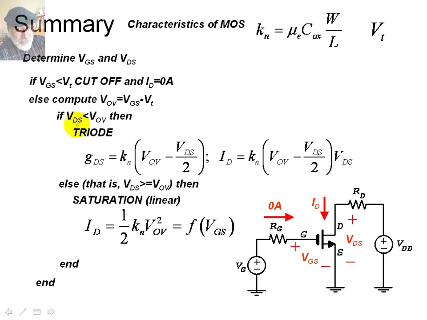Otherwise, if VDS was above the overdrive voltage, we said the MOSFET was in saturation mode, worked as an amplifier, and the drain current was 1/2 the conductance coefficient multiplied by the overdrive voltage squared. That is to say that the drain current is a function of VGS, according to the definition of the overdrive voltage. Let's go into some tutorial time.